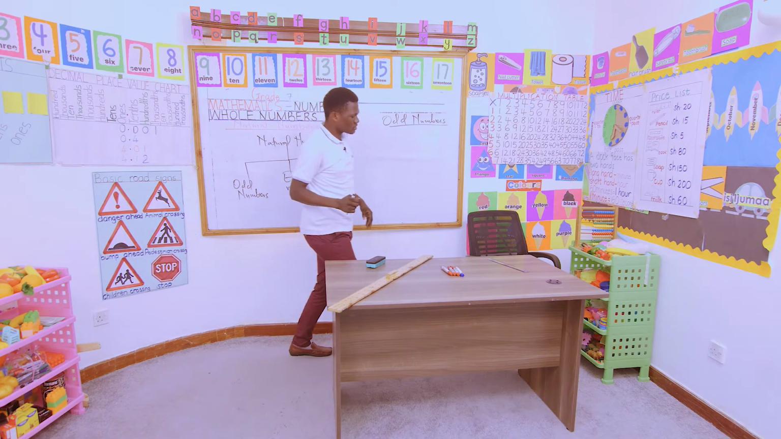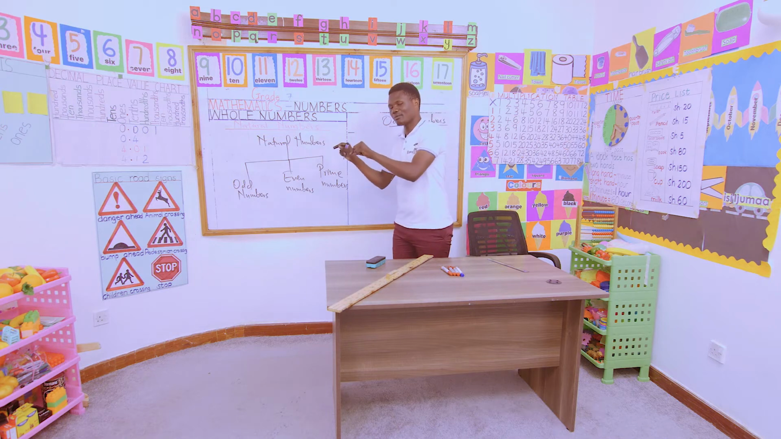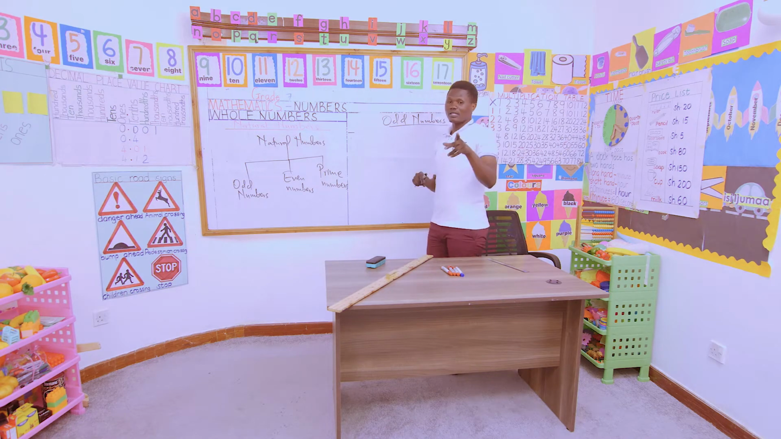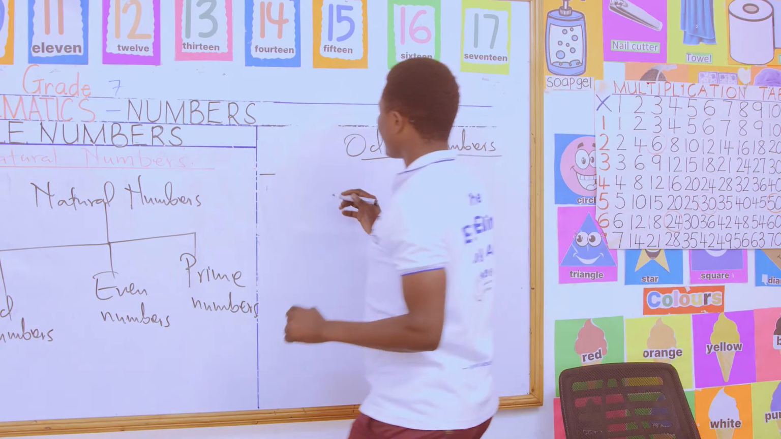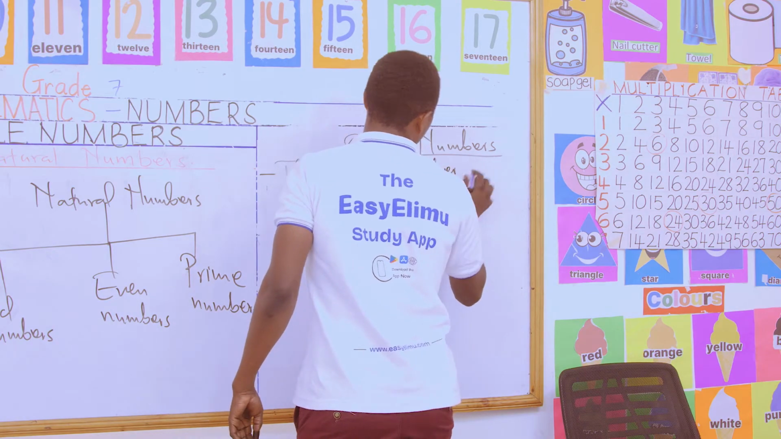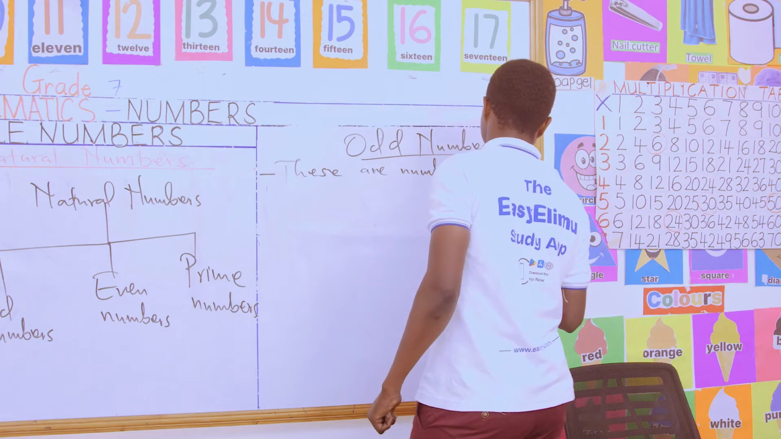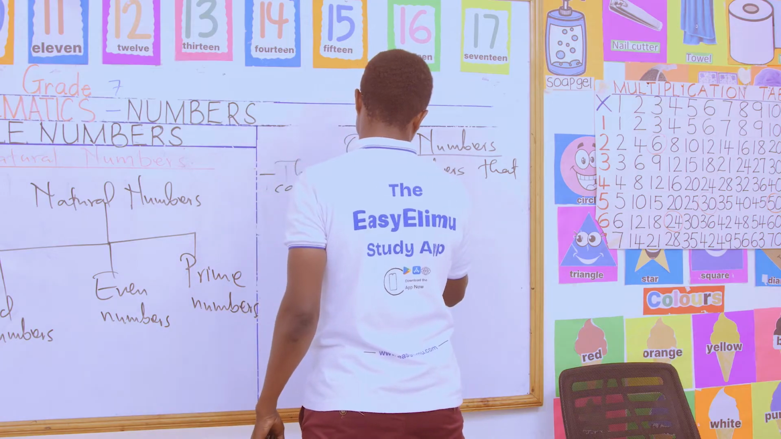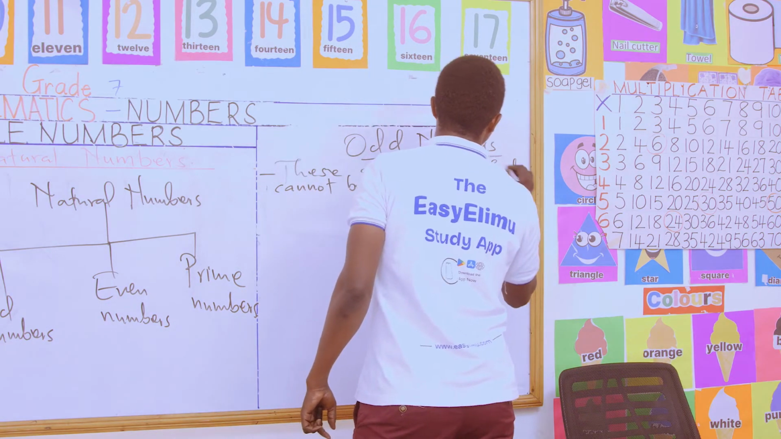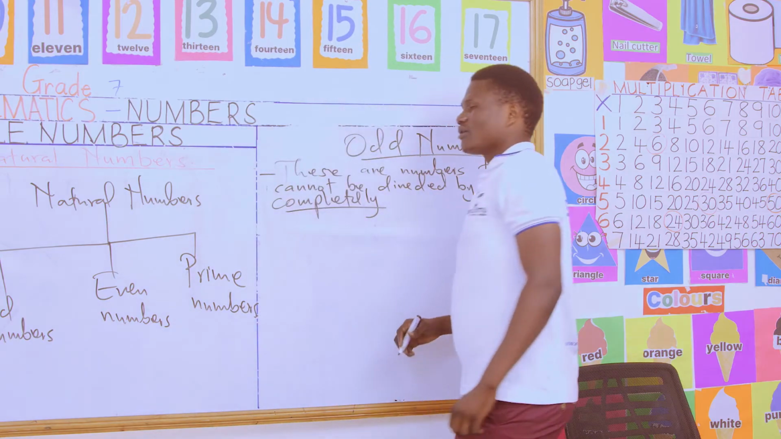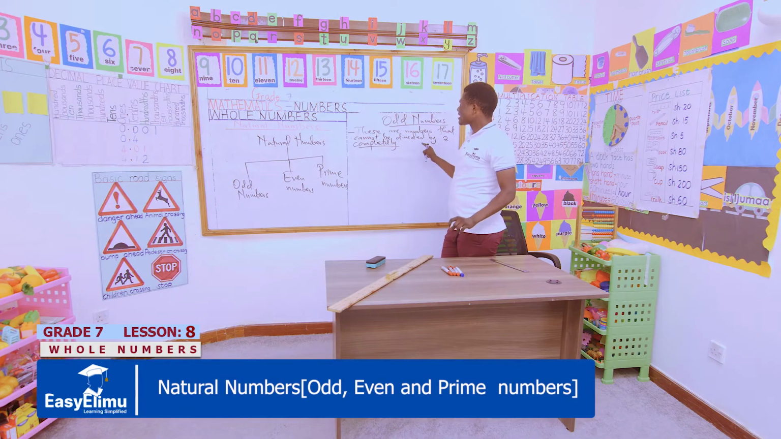So you can imagine, if you say that an odd number is a number that cannot be divided by 2, or is not divisible by 2, that is wrong. So what is the best definition of odd numbers? Yes, Paul? Good. So odd numbers are numbers that cannot be divided by 2 completely. The most important word here is completely. Without this word, then your definition is not meaningful. 2 can actually divide them, but there will always be a remainder.